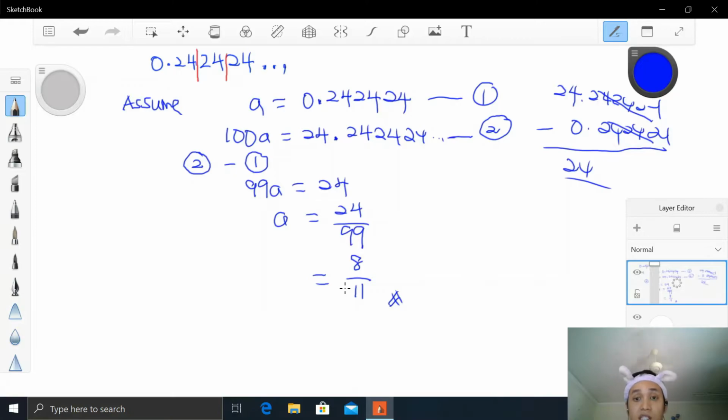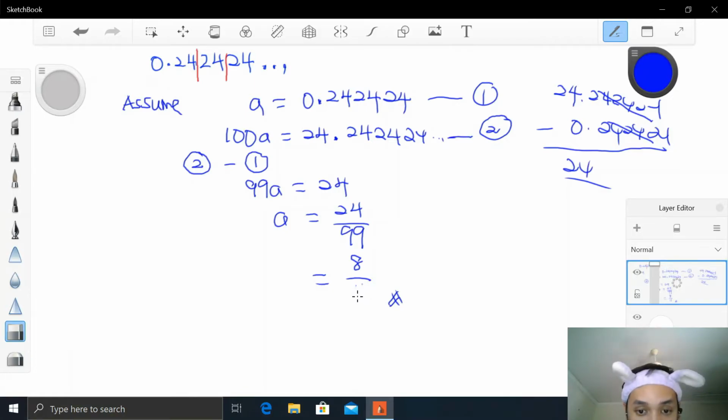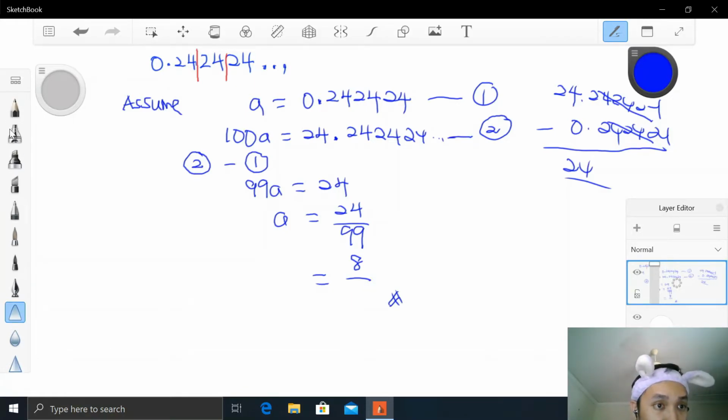Now if you want to test whether your answer is correct, press in your calculator 0.242424242424, at least 8 times, then only will you be able to get the same answer. Oh, sorry, it's not 11, it's 33. Because I divide 24 and 99 by 3, so it should be 8 over 33 here. So this is how you convert recurring decimals to fractions. Basically, this is the method.